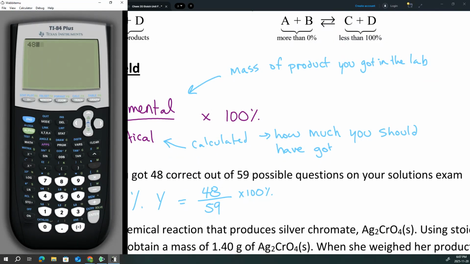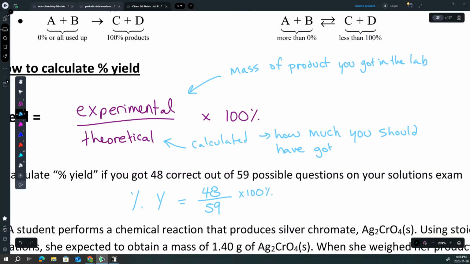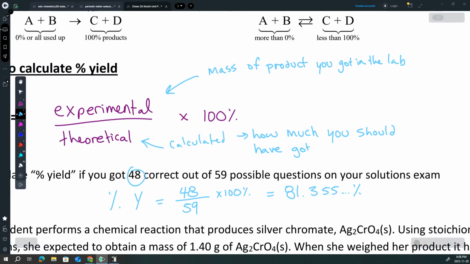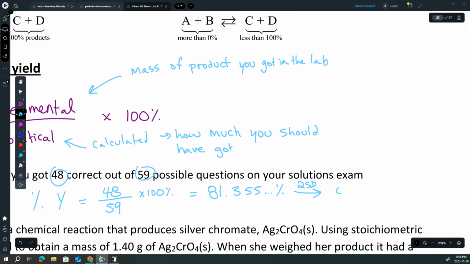So 48 divided by 59 times 100. Let's see, 48 divided by 59 times 100. That's going to give us 81.3559, goes on forever, percent. Now, since the numbers that were given only have 2 significant digits, we need to put this into 2 significant digits, which is just going to be 81%.